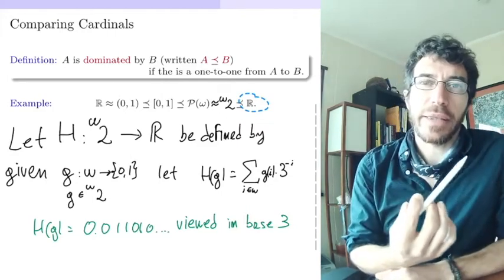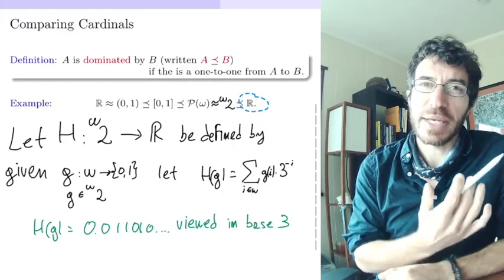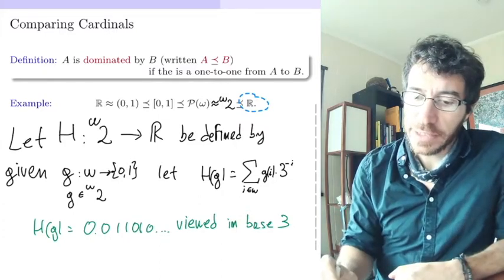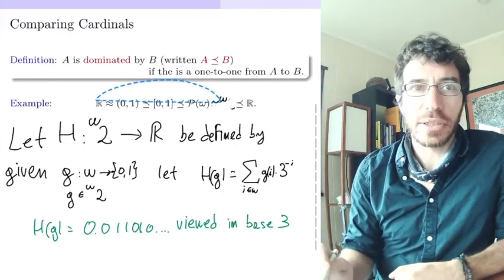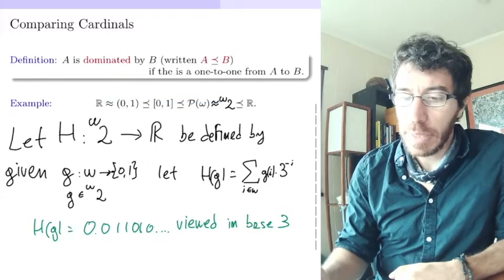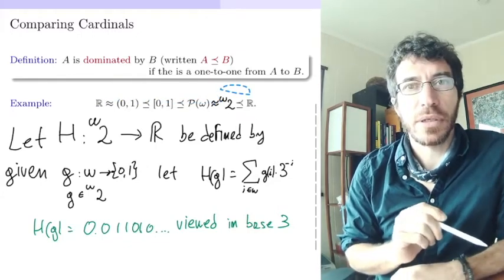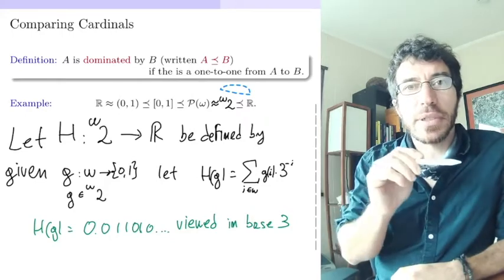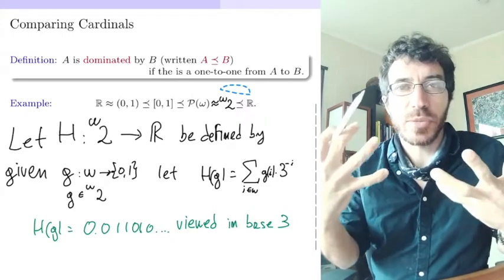Well, equinumerous means there is a bijection. And what we prove here is that there is a one-to-one map from here to here, and there is a one-to-one map from here to here, right? So we have two one-to-one maps, but does that imply that there is a bijection between them?